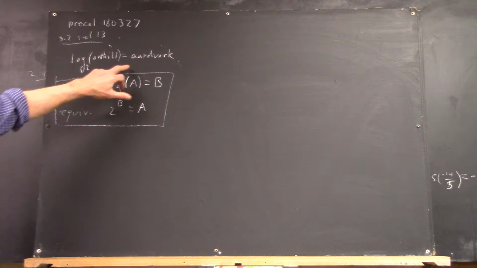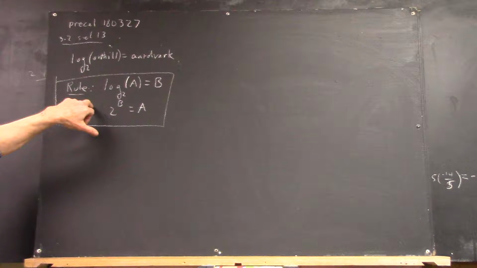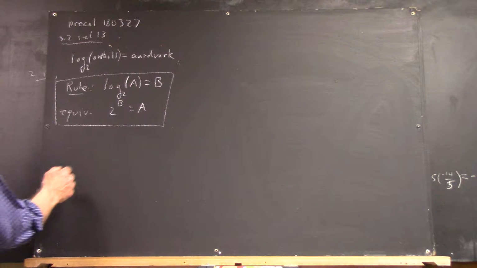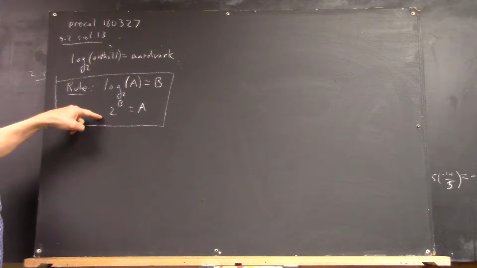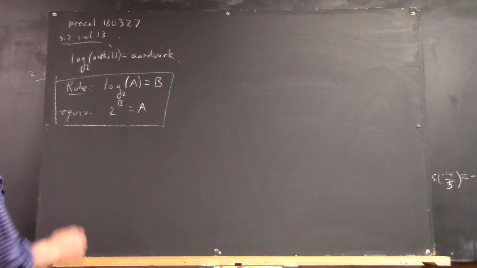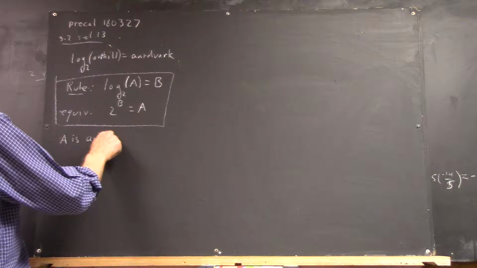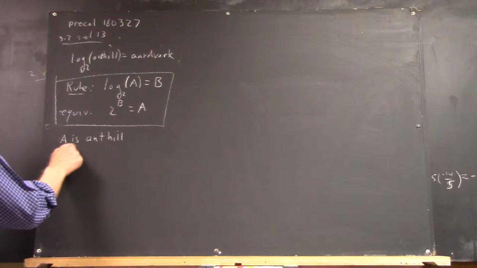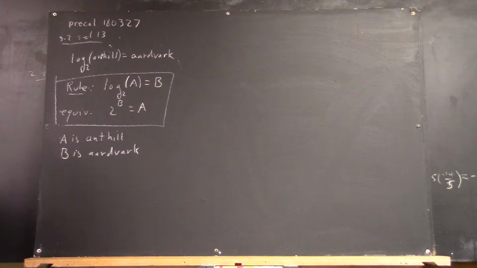Okay, we want to write this equation in exponential form, and we use these big deal rules that I put in red last time and everybody learned. So what's the rule say? To apply the rule, is this in this form or this form? The log. It's in this form. And what's A? A's anthill, and B is aardvark. Okay? Anthills and aardvarks love each other, right?